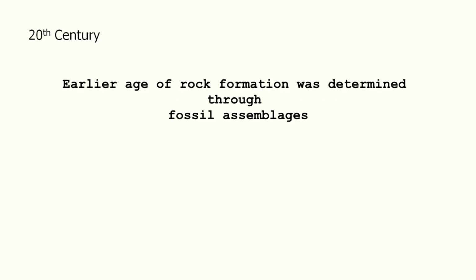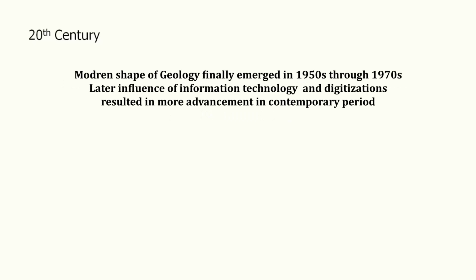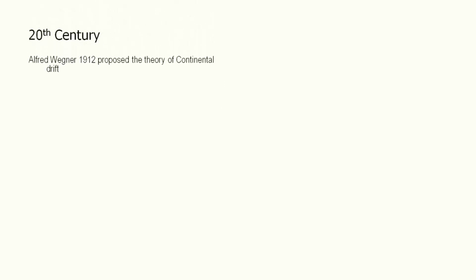However, one thing remained. Geologists were still determining the age of rock formations by fossil assemblages. The 20th century brought the concept of radiometric dating of rocks. Other important developments also took place to get the final modern shape of geology as it exists today. Scientists, philosophers, and polymaths had earlier also suggested a geometric fit of continents and their movement. But a consolidated theory was proposed by a German meteorologist, Alfred Wegener, in 1912.